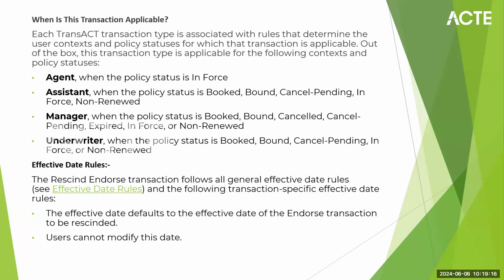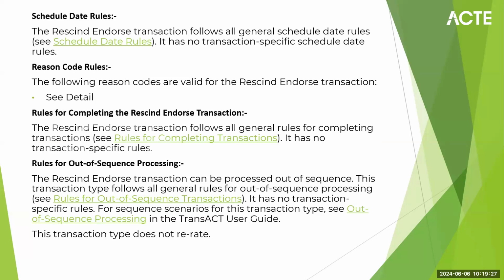Effective date rule. The effective date defaults to the effective date of the endorsement transaction to be resigned. The same effective date will be defaulted, and the user cannot modify this date. Schedule date rule. It has no transaction specific rule. The user can give whatever date he wants.